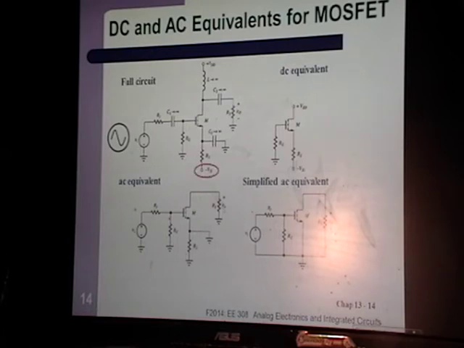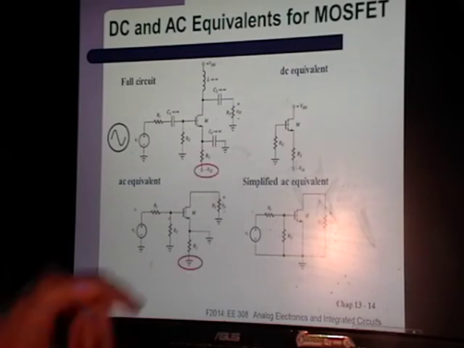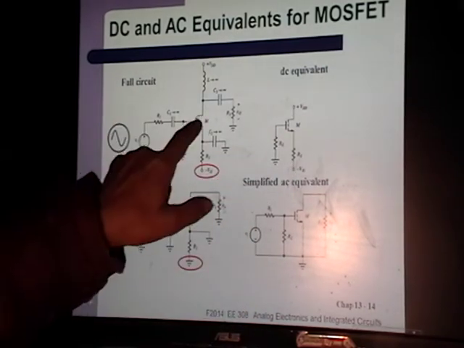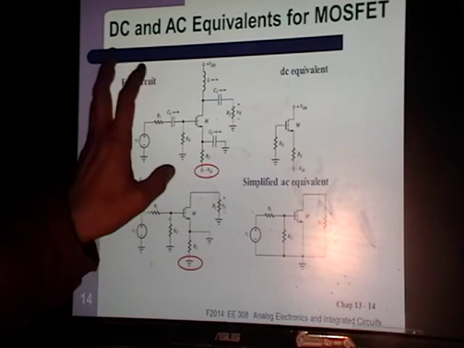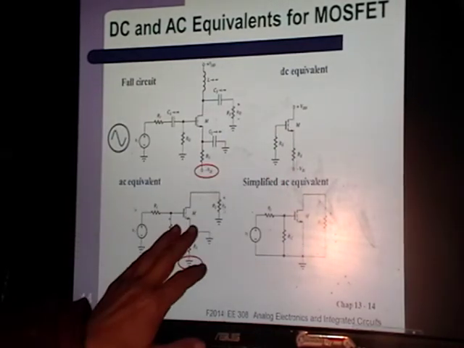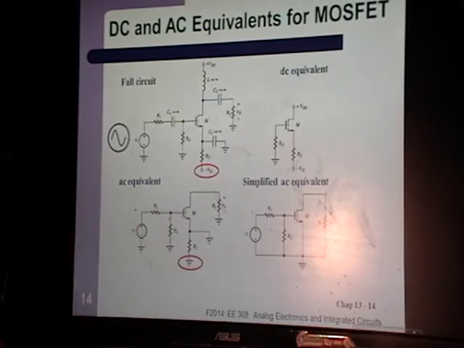It's for MOSFETs, but anything that you say for MOSFETs is true for BJTs. If you replace this with a BJT, you'd have the same DC equivalent, except that would be a BJT. You'd have the same AC equivalent, except that would be a BJT.